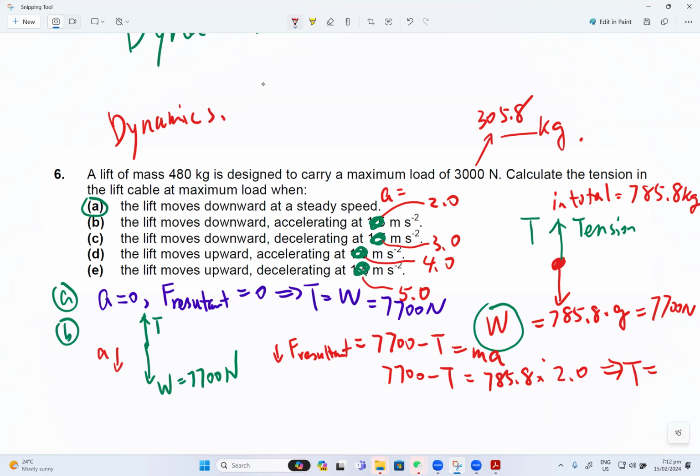Is that 7,700 minus tension? Yes, because 7,700 Newton downwards, tension up. Because tension in the cable is like trying to pull the lift up. So that's why the resultant force is mine.